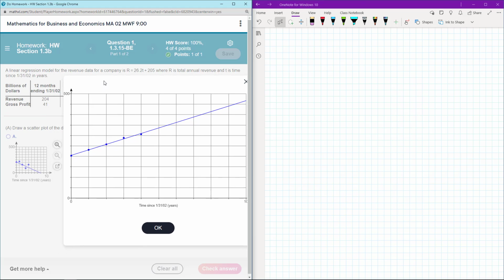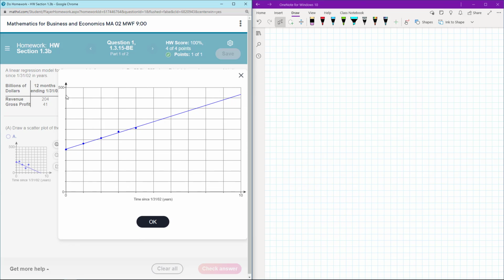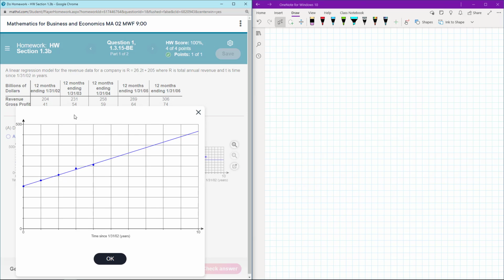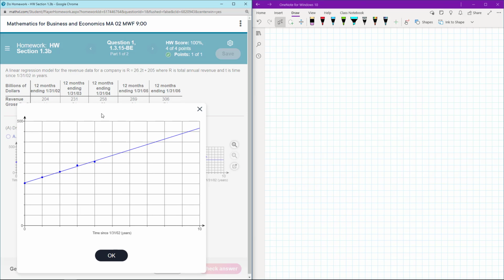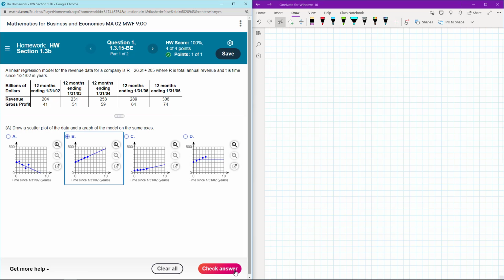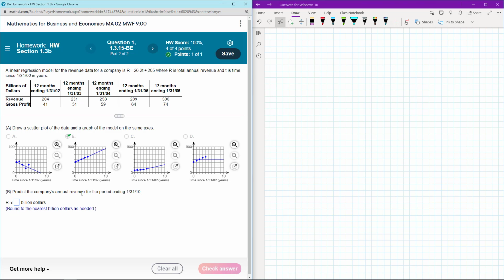Also notice that for the year ending at 2002, which is year zero, we are at 204, which makes sense for revenue. For year ending at 2003, which is year one, we are at 231, which kind of makes sense. So this does seem to work out. So my guess is that it's B. Okay, there we go.